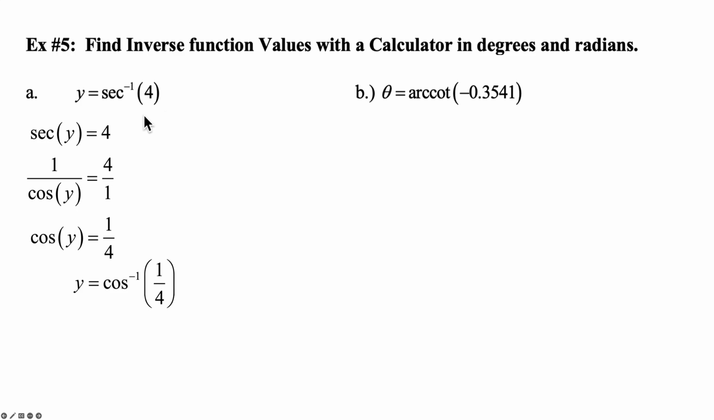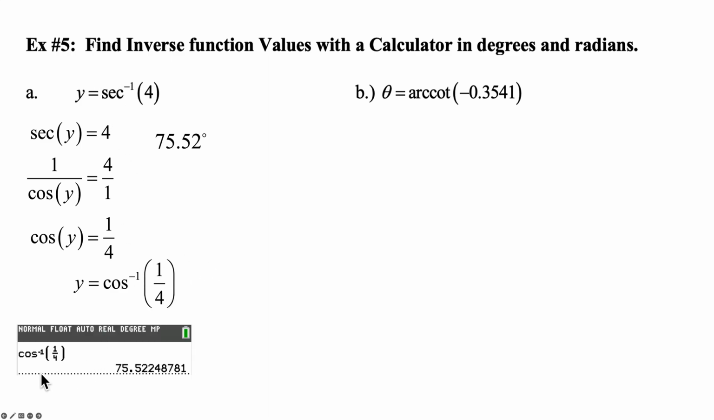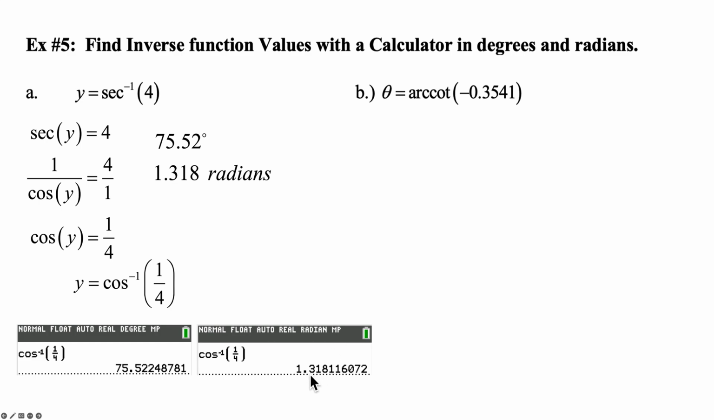So notice the pattern here. If it's inverse secant, then it's going to be its reciprocal, inverse cosine, but you also take the reciprocal of the argument. 2 reciprocals going on. Go to the calculator, type it in, make sure you're in the degree mode. For degrees, that comes out to be 75.52 degrees. Switch it over to the radian mode. I get 1.318 radians.